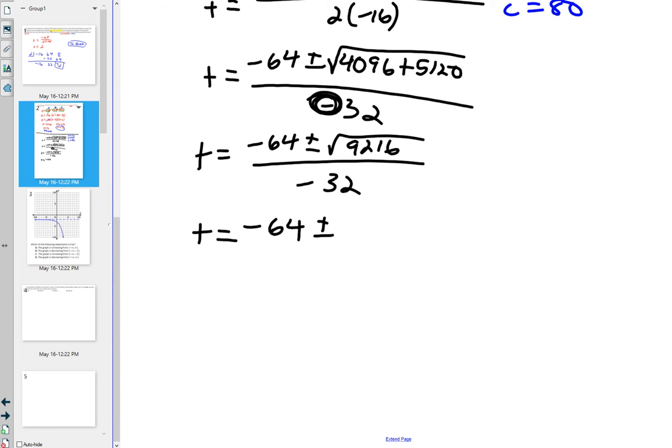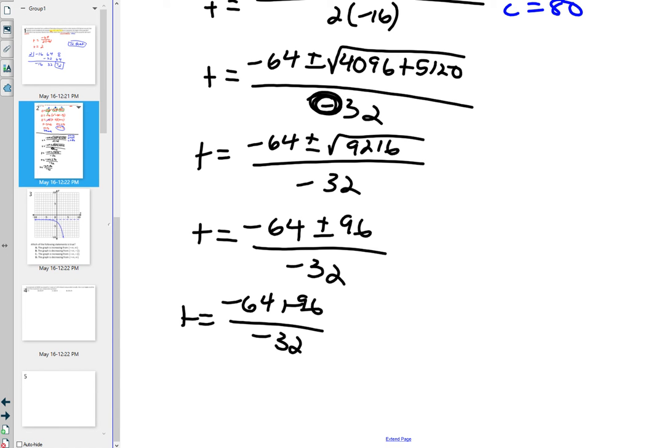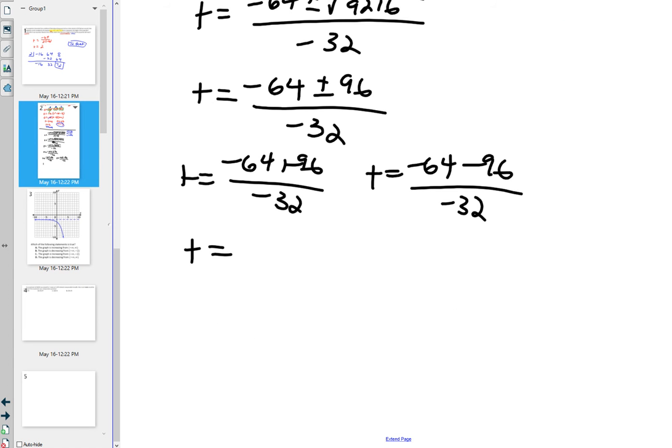96, so plus or minus 96 over negative 32. But now when you go to split negative 64 plus 96 divided by negative 32, you got to make sure you leave that negative on the bottom. T equals negative 64 minus 96 over negative 32. Here I get a positive on the top, but once I divide it by the negative on the bottom, I get negative 1. It's the same negative 1 you saw above.